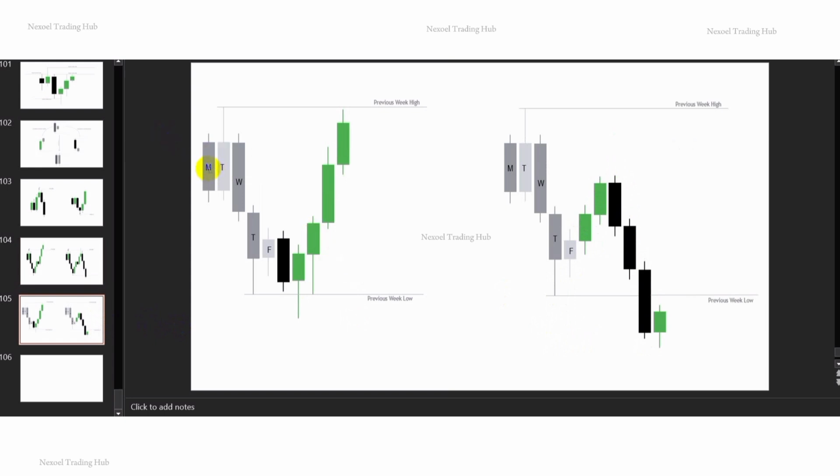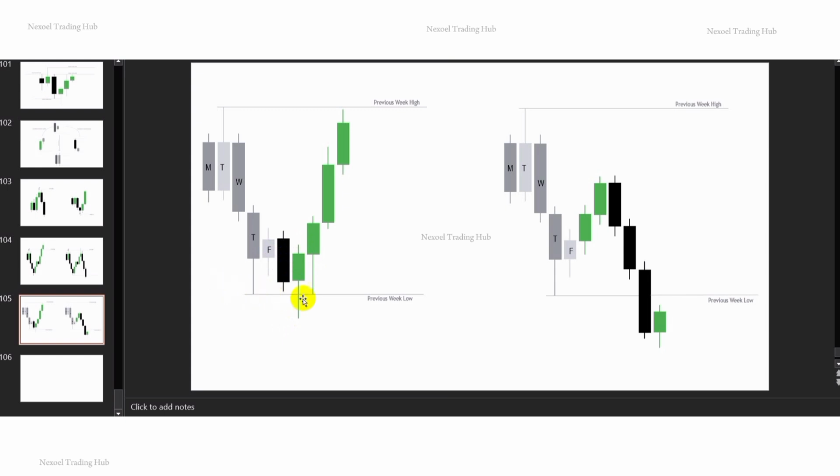Now let's say for example you are in a weekly time frame and you have this Monday, Tuesday, Wednesday, Thursday, Friday price movement. Now you can see here Tuesday gave us the previous week high point, and then Thursday gave us the previous week low point. Now they open, and then on Tuesday, you saw that the market took out the previous week low points.